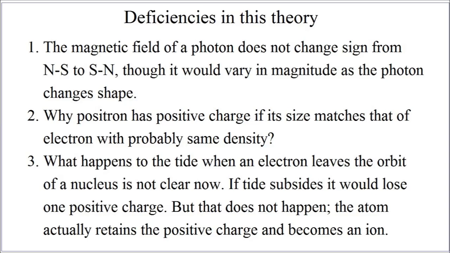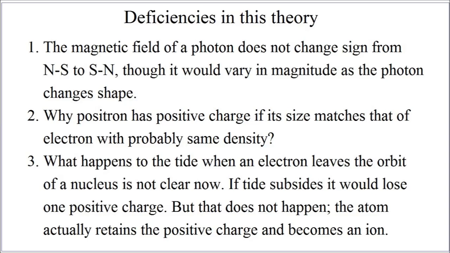So now the deficiencies in this theory. First, the magnetic field of a photon does not change sign from north-south to south-north, though it would vary in magnitude as the photon changes shape. Second, why positron has positive charge if its size matches that of electron with probably same density?